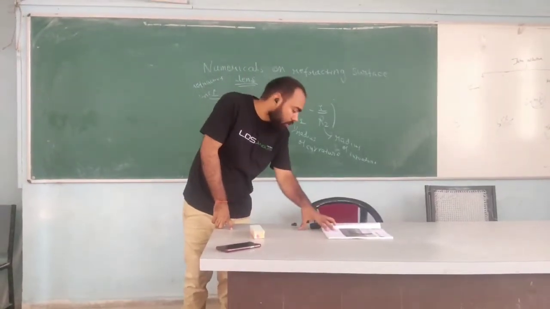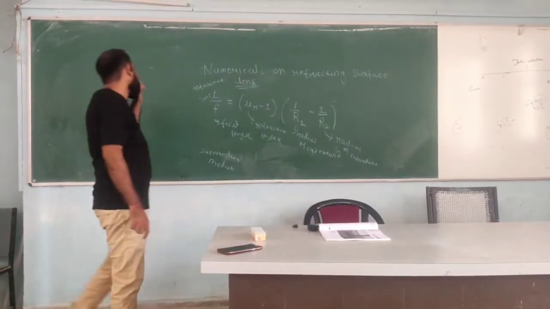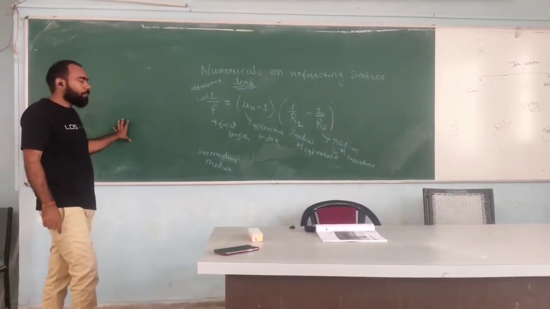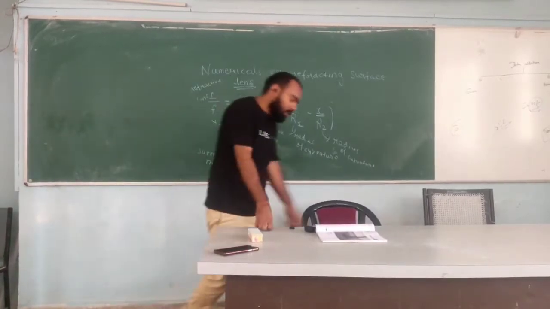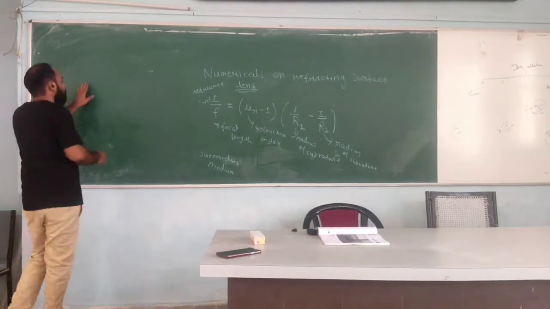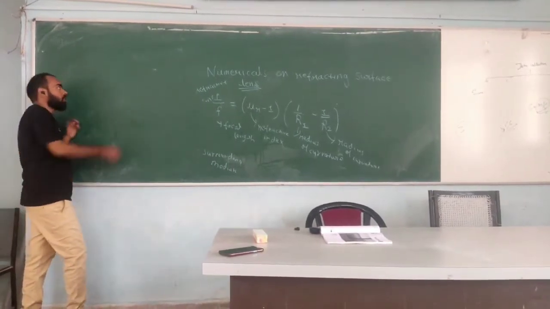There was some glitch. I am going to take an example for refracting surface, for the lens maker formula and a numerical for that. The question is: a double convex lens. First I am just informing what a double convex lens is.